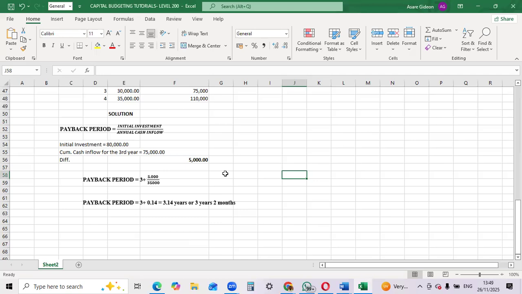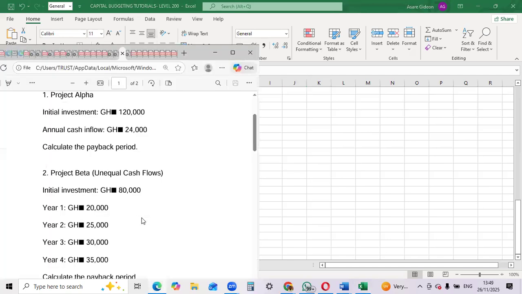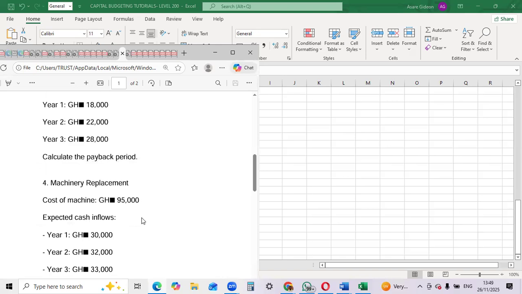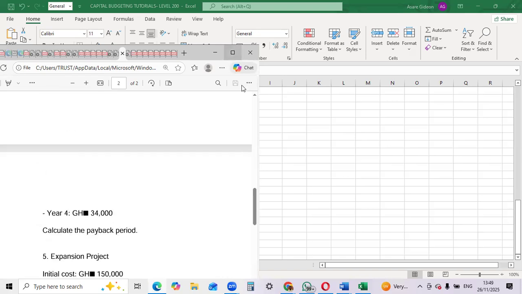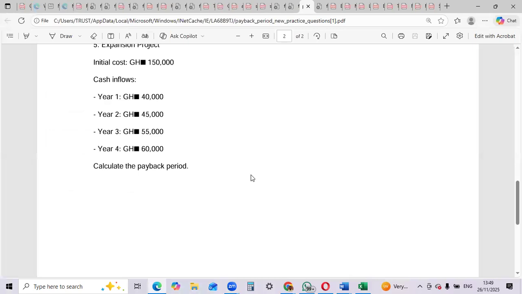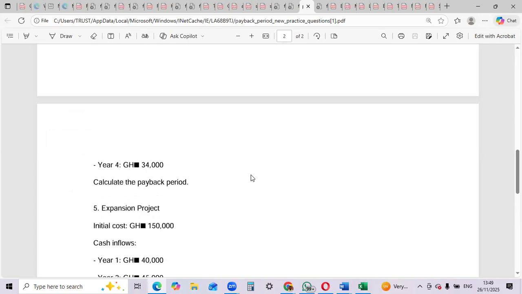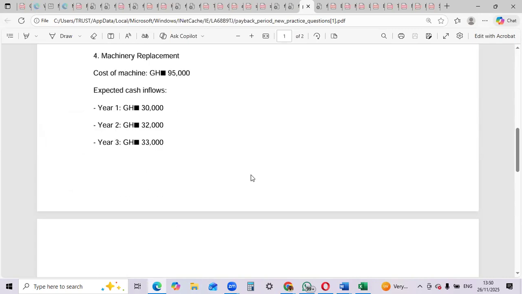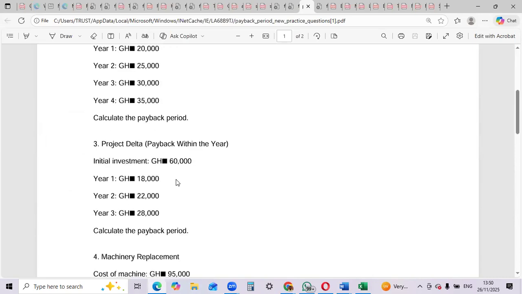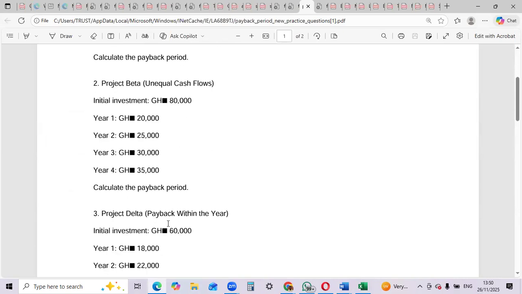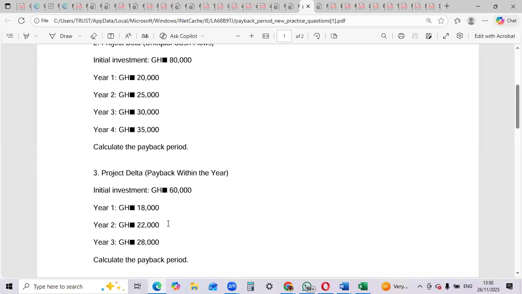All right. So let's look at the next question. I'm going to solve this last question, and I think the rest you should be fine with the understanding that we've gained. I think all the questions are very simple and you can solve them on your own. Basically, all the questions are the same thing. I solved the first one and then the second one. So the second one is the same thing as what? Of course, Project Delta, payback within the year.